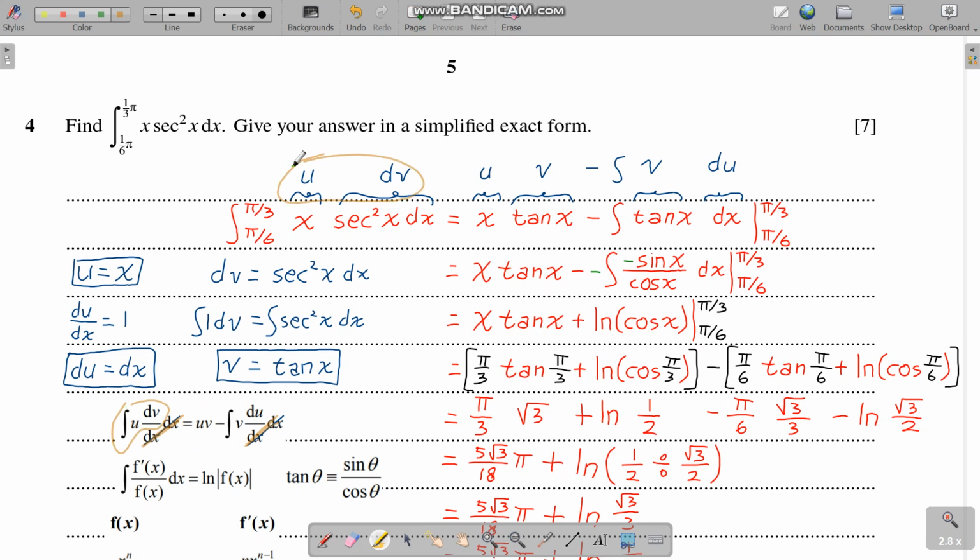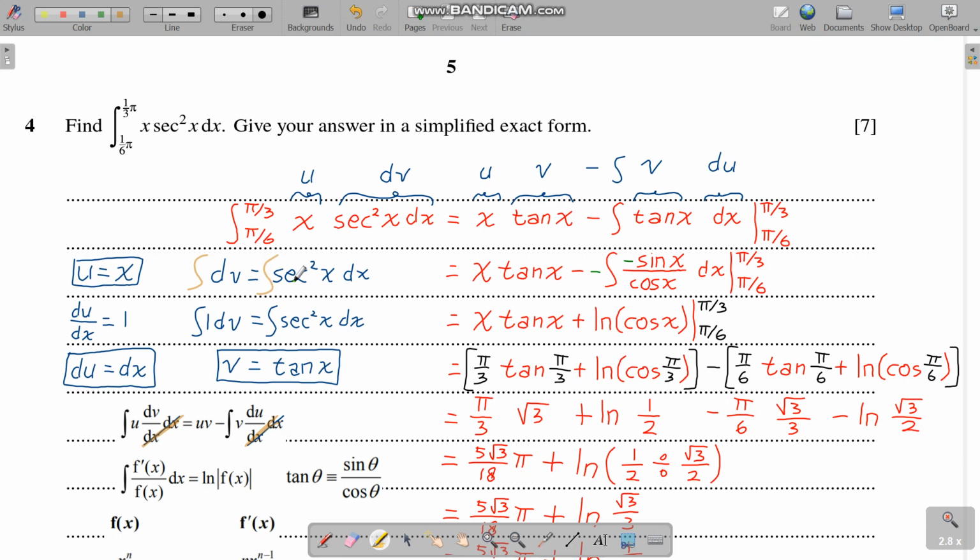Integral u dv equals uv minus integral v du. So we have to set the x to be the u, and the trigonometric is the dv. So the u is x, du dx is 1, du is therefore dx. For the dv, we integrate both sides.